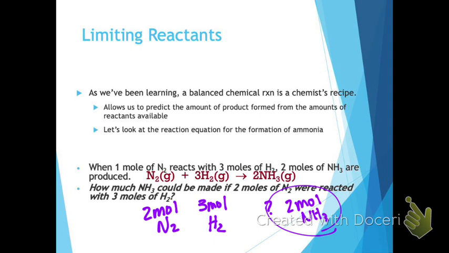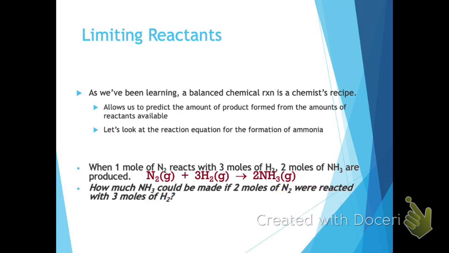And then that means I'm going to have 1 mole of this substance left over. That doesn't react with anything, right? It does not get used. I'm going to use up 1 mole of N2, because that's what the recipe calls for, with 3 moles of H2 to get my product. Okay?